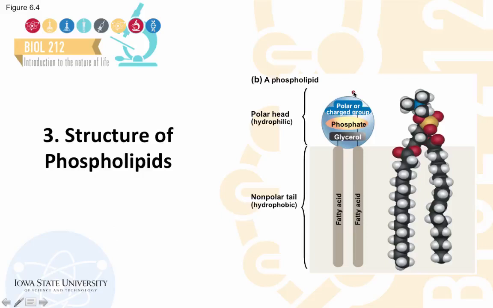This image shows the basic structure of a phospholipid containing two regions. First, the hydrophilic head, which contains a polar or charged group connected to a phosphate, which is then linked to a hydroxyl functional group on a glycerol molecule. The glycerol molecule, in turn, is connected to two fatty acid chains that make up the nonpolar or hydrophobic tail of the phospholipid. These tails can be composed of either saturated or unsaturated fatty acids.